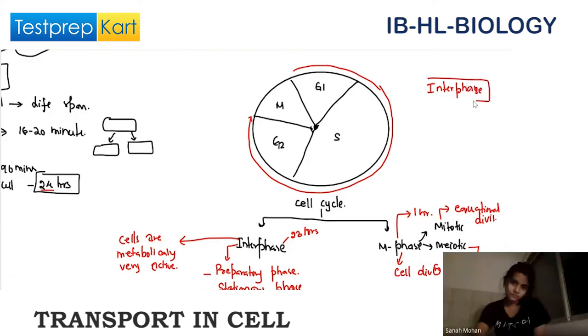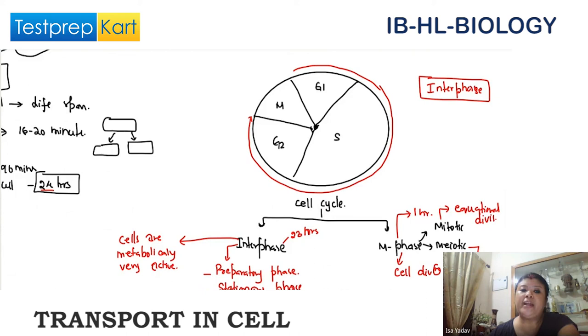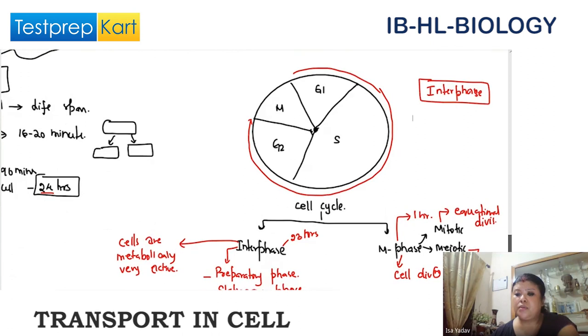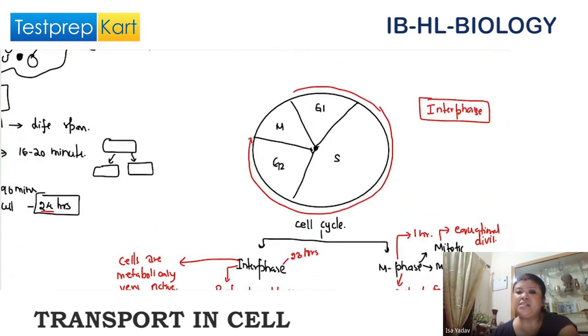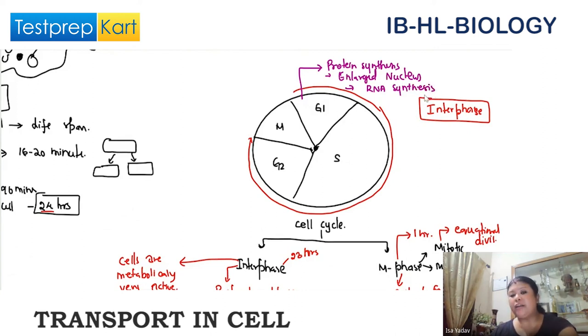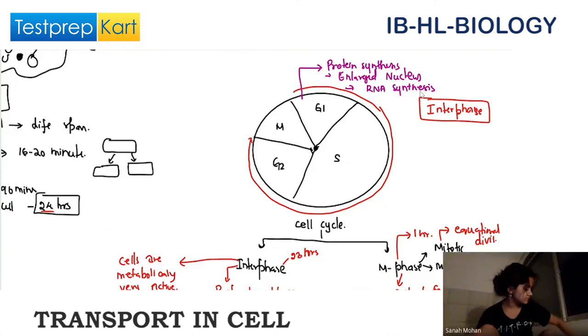Interphase. Let's see here. G1 phase. What are the changes taking place in G1 phase? In G1 phase, we will see protein synthesis. We will have an enlarged nucleus. We will also see RNA synthesis. This is G1 phase.